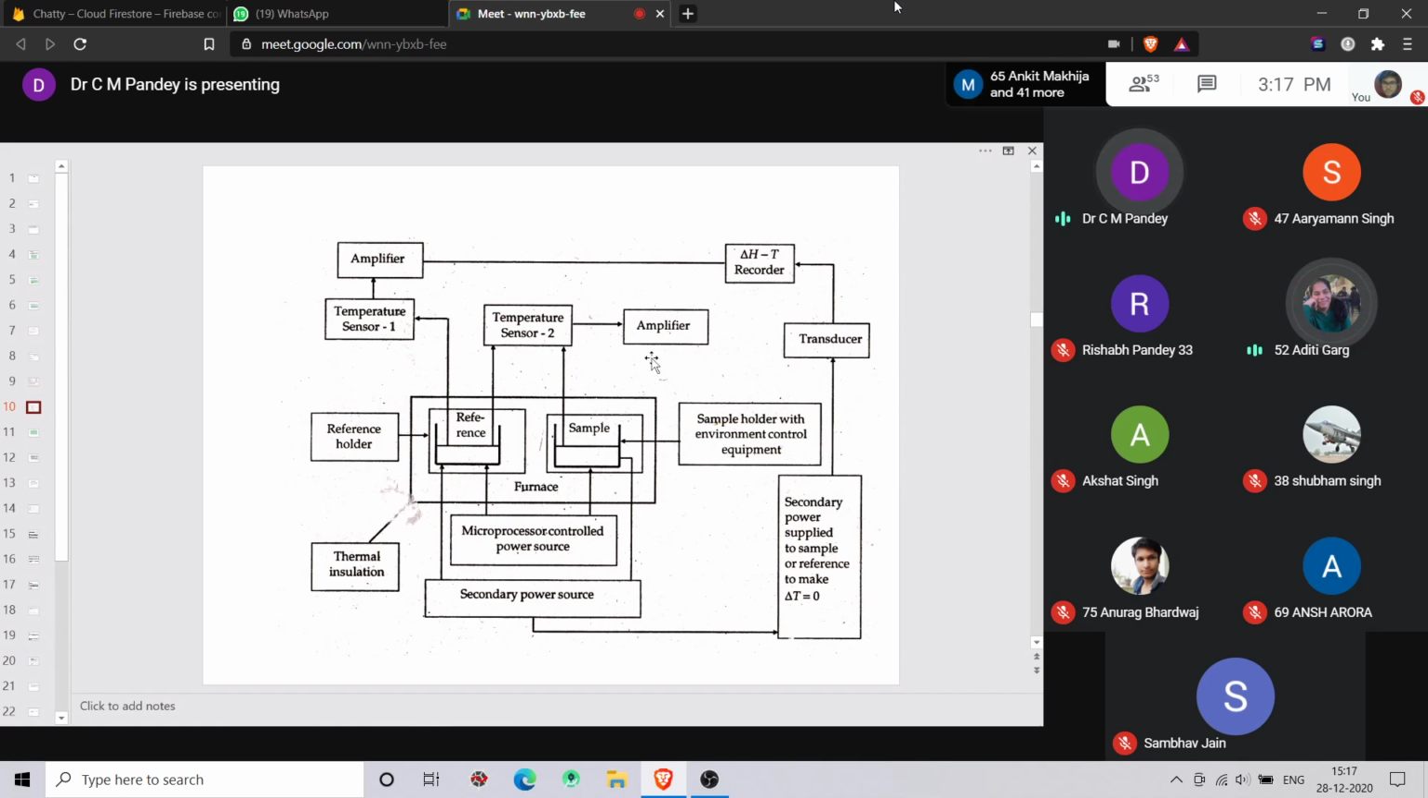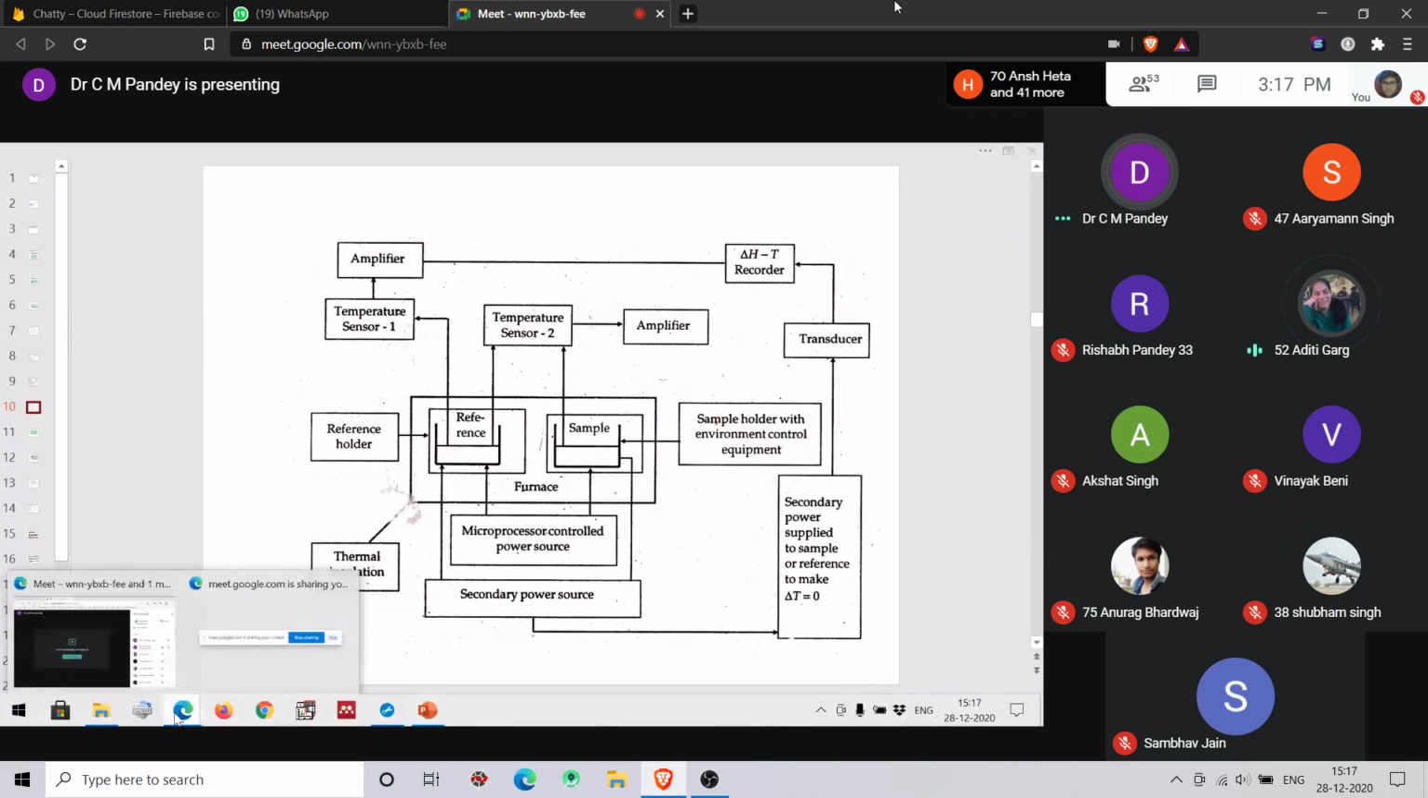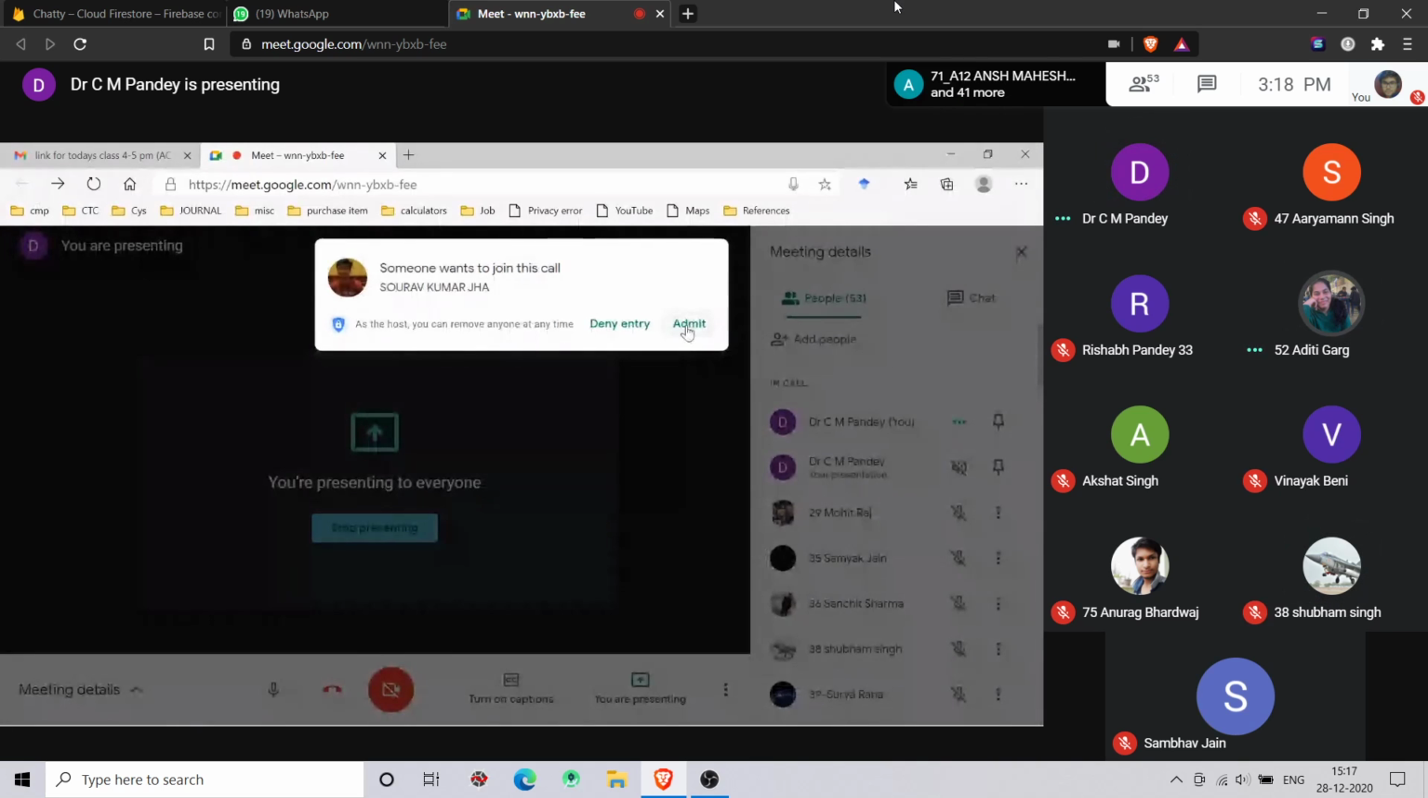Yes, sir, the secondary power source measures the extra heat, to maintain that delta T equals 0. Oh, sorry, it does not measure the extra heat, it provides the extra heat.